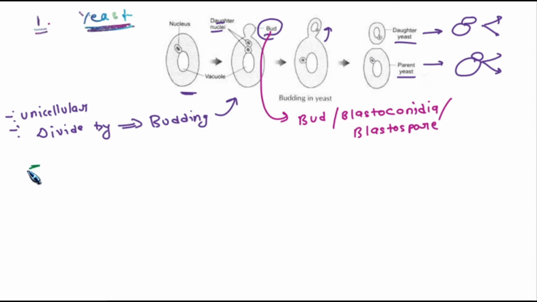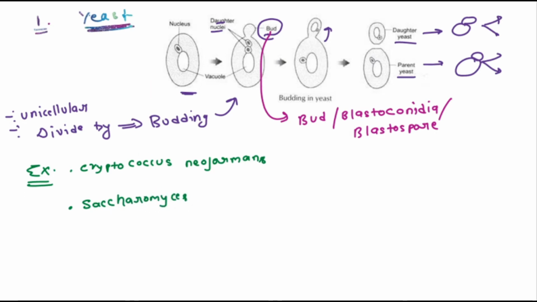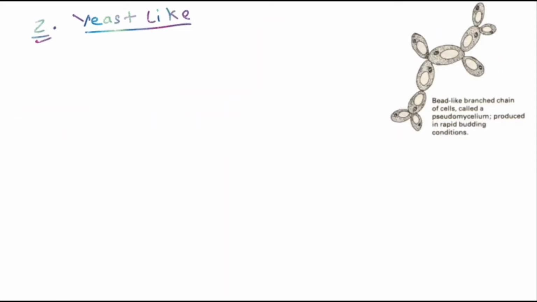Now let's see the examples of yeast. The first is Cryptococcus neoformans. The second example is Saccharomyces. The one thing you have to keep in mind is that Cryptococcus neoformans is a pathogenic fungus, but Saccharomyces is a non-pathogenic fungus.